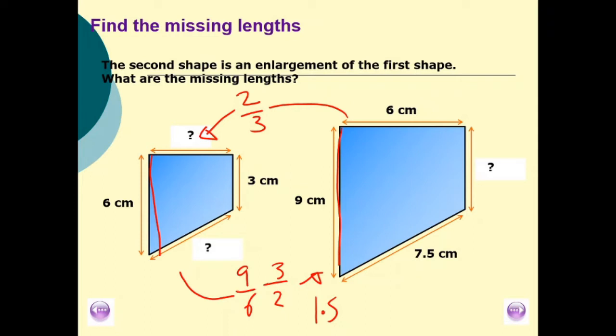So let's do the top one. I'm going to have to do 6 times 2/3 because it's going the smaller distance, which means my length here is 4. My diagonal there, I'm going to do 2/3 again because it's getting smaller, which means this one here is 5. Let's do the one on the right. I'm going to have to do 3 times 3 halves because it's getting bigger, which means this is now 4.5.